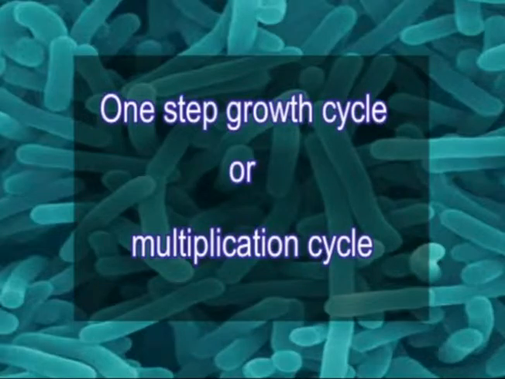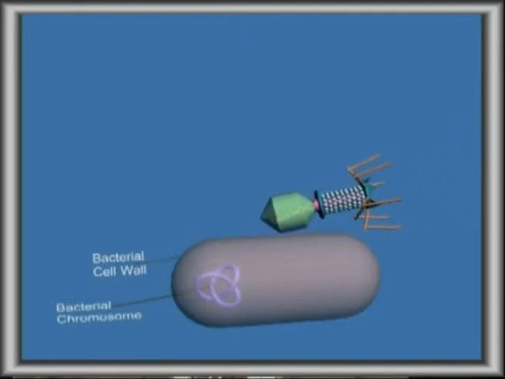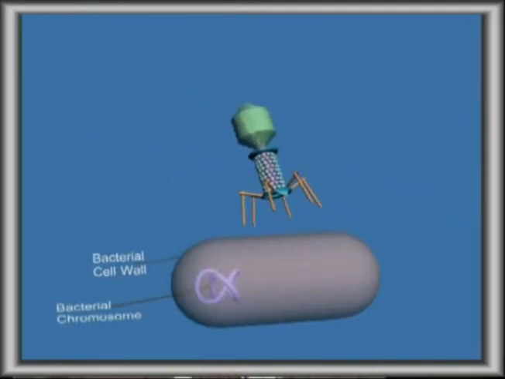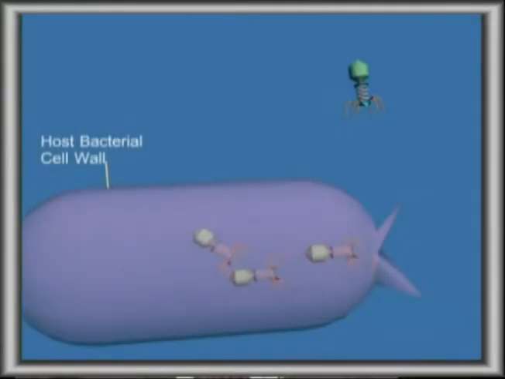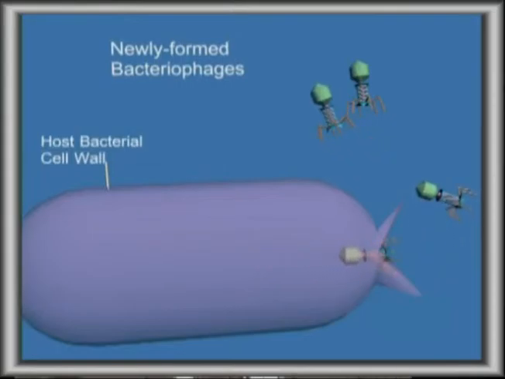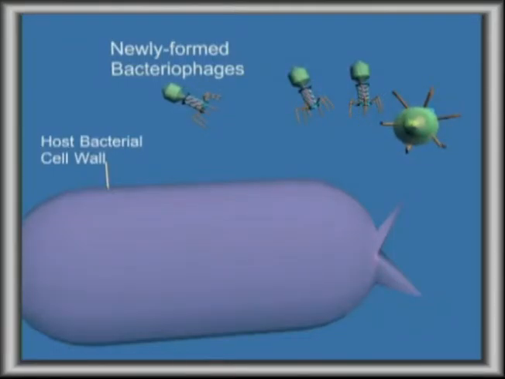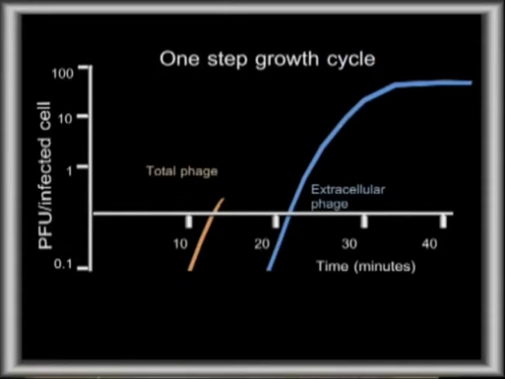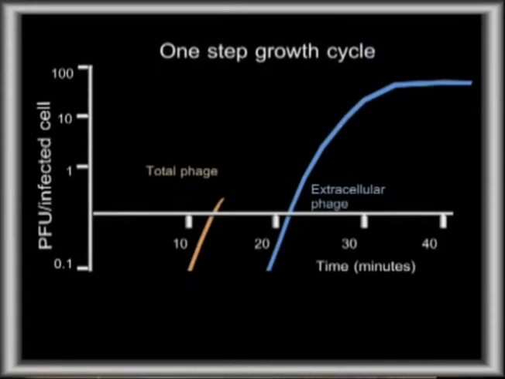One-step growth cycle or multiplication cycle. The time that elapses from phage attachment to the release of progeny virions is termed the viral multiplication or replication cycle. Various stages involved in the multiplication of the phages can be demonstrated experimentally in what is called the one-step growth cycle. During the first 10 minutes or so after injection of phage DNA into the host cell, no phage can be recovered by disrupting the infected bacterium.